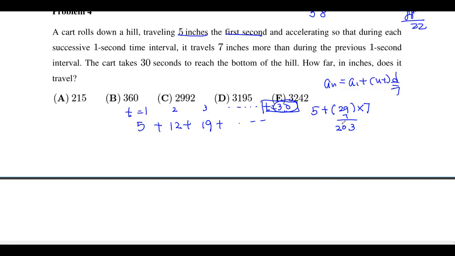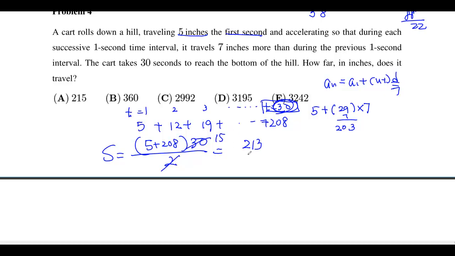203, and plus 5 is 208. The last term is 208. Now you can add them up. That's the answer. So 5 plus 208, times the number of terms, 30 terms, divided by 2. That's the sum of all these 30 numbers. So this is 213 times 15. Times 15, check it out.